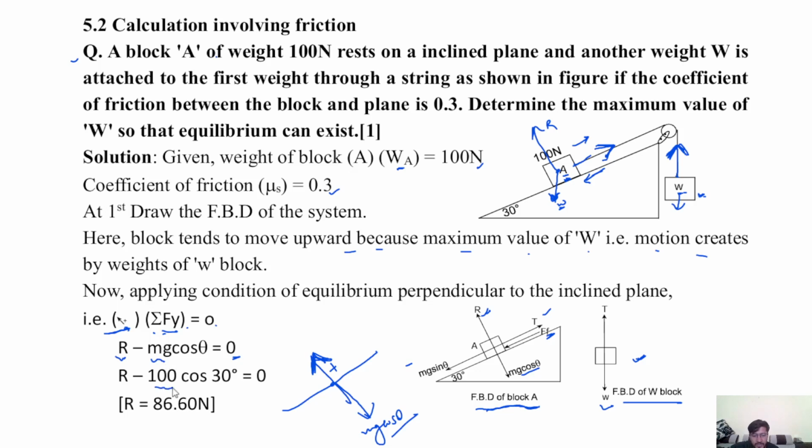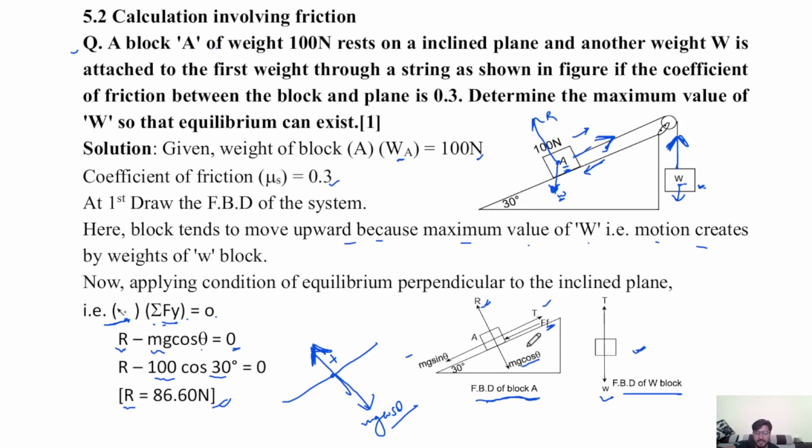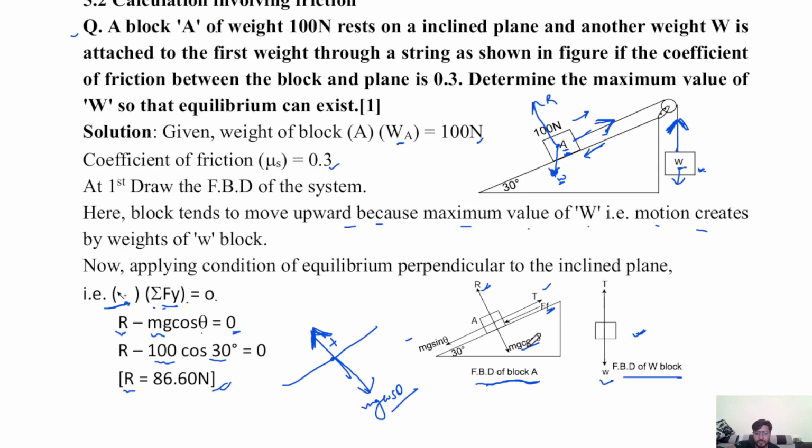So mg is equal to 100 and theta is equal to 30 degrees. From here we calculate the normal reaction R, which is equal to 86.60 Newton. R is 86.60 Newton.